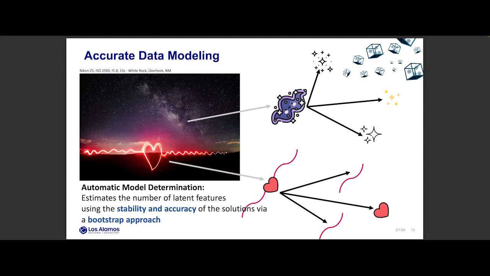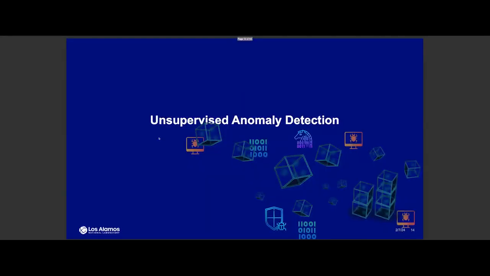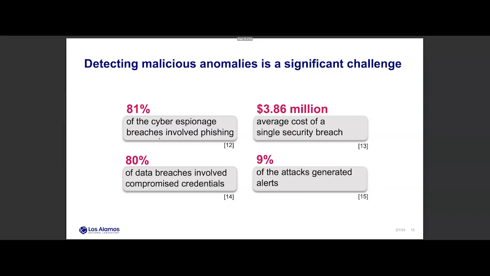And we do this with what's called automatic model determination, using stability and accuracy of the solution together to estimate the number of unique features I need to extract from the data set. All of those, using tensor decomposition, automatic model determination, and other features, allow us to accurately model the data and perform advanced anomaly detection capabilities that surpass the baselines that we looked at, which were both supervised and unsupervised, while we are doing this in an unsupervised manner.